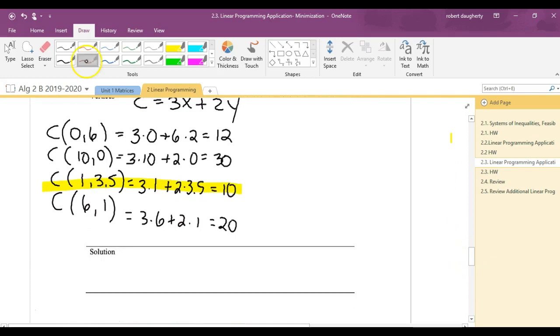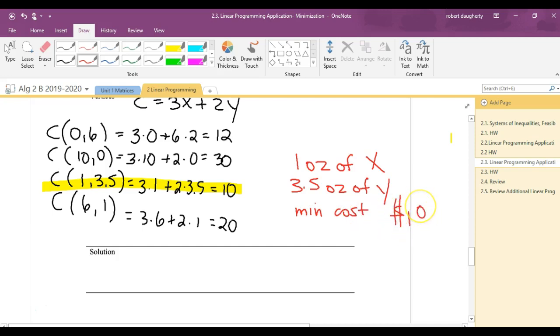So I should do what? 1 ounce of X and 3.5 ounces of Y for a minimum cost of $10. Okay. Why do we choose that one? Oh, never mind, it's the smallest number of all of these. Okay.